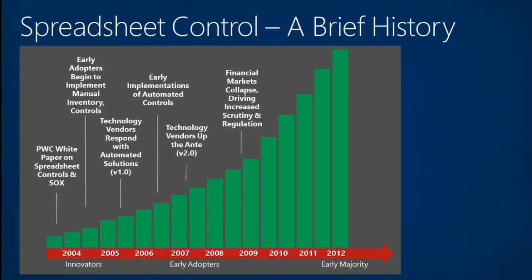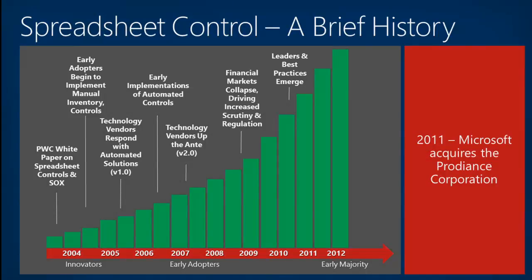Then we see, as I mentioned already, around the 2008-2009 timeframe, with all the difficulties in the financial markets, there was increased regulation and scrutiny of especially spreadsheets. And then after that, we started to see some leaders and best practices, and there are consulting groups that have practices built around spreadsheet controls. And then 2011, very significant for myself, Microsoft acquired the Proteance Corporation so that they could really quickly get some spreadsheet control tools built into Office. And that's what I'm going to show you here today.